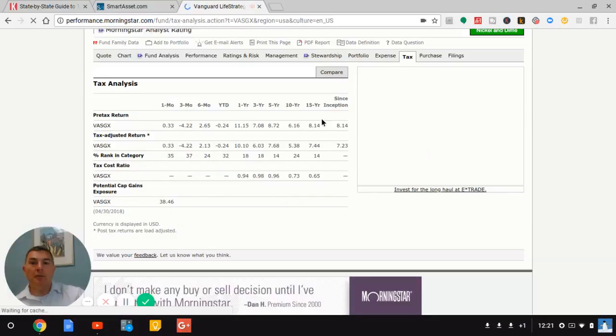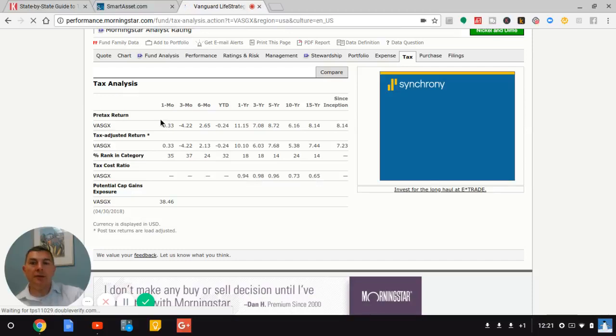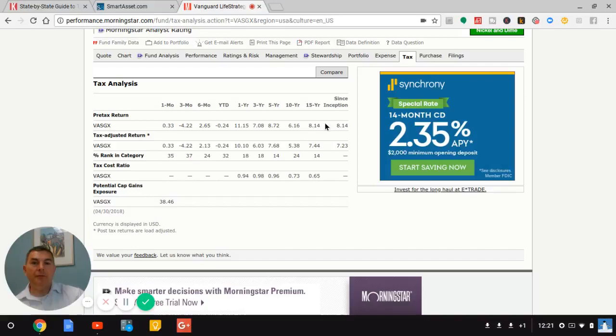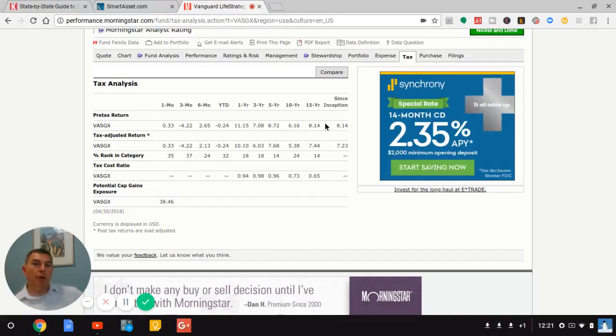All right, I love this right here. Pre-tax return. We'll just use 15 years here. So 15-year pre-tax return, 8.14. That's what you've averaged over 15 years. Not too shabby. And I've already shown you basically you would have put $100,000 in this portfolio in 2000. It's worth like $250,000 today. So there you go, roughly an 8% year-over-year rate of return.